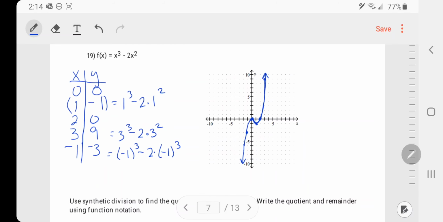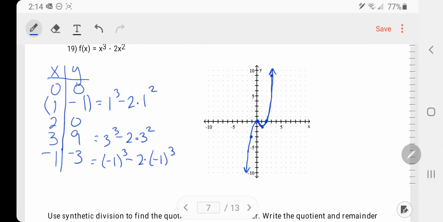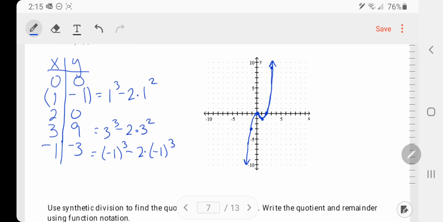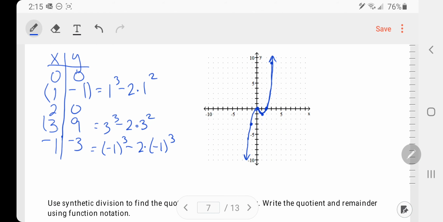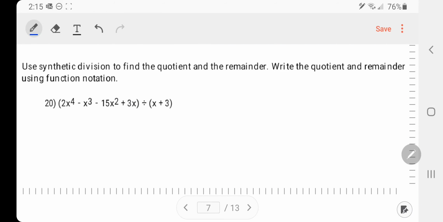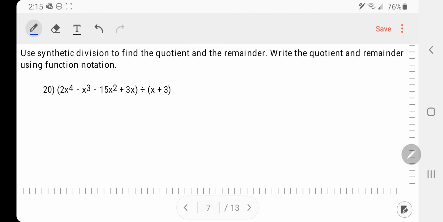And so that gets number 19 done the way they asked for. Graph the function using a table of values, including the x and y intercepts and at least 3 additional points. 1, 2, 3. There's the 3 additional points. And then we have the x and y intercepts. And number 20, this is the last problem in this video.